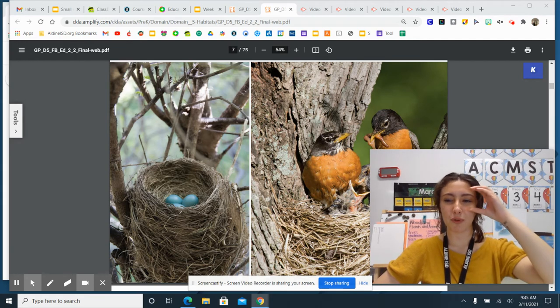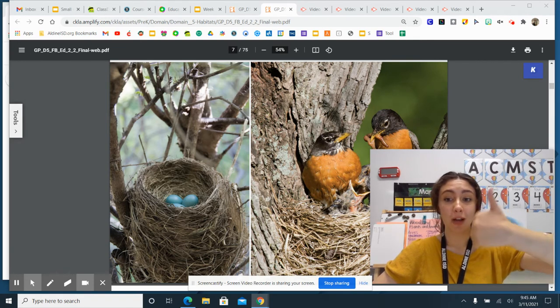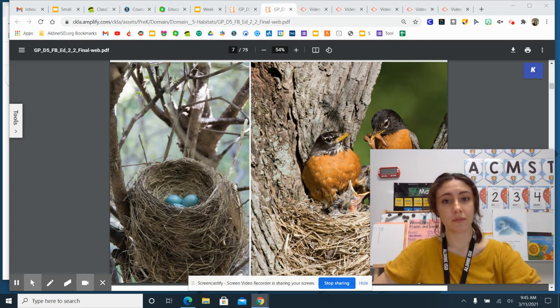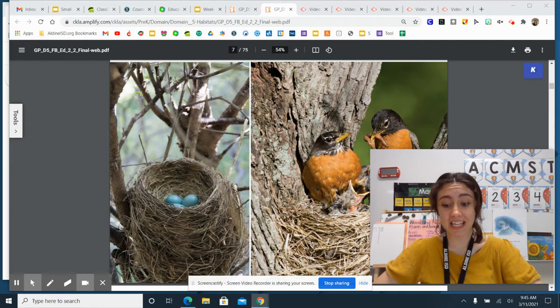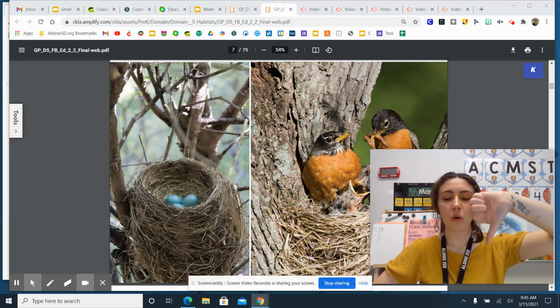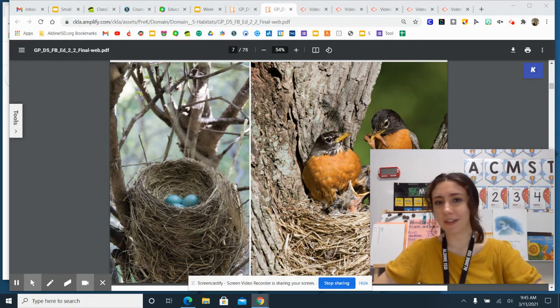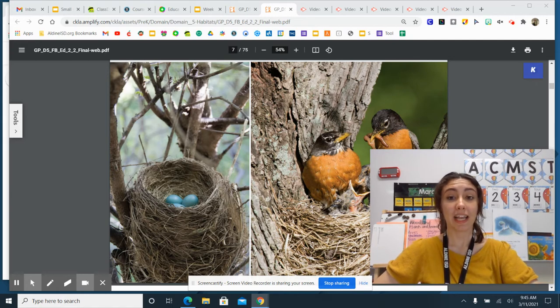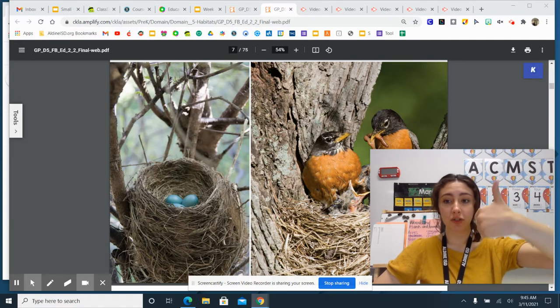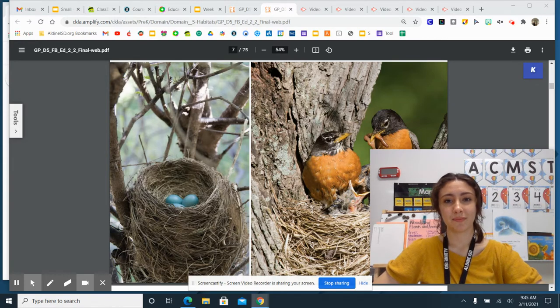What about a camera? Is a camera fragile or not fragile? A camera is fragile. They can break very easily. What about a chair? Is a chair fragile or not fragile? A chair is not fragile. A chair is strong and sturdy. And our last one, is a spider web fragile or not fragile? A spider web is fragile. It can break very, very easily.